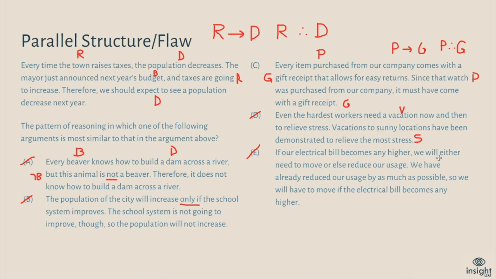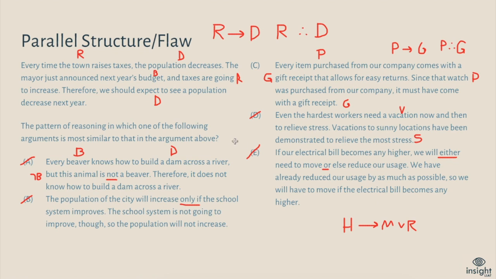It's a disjunction. Either or. This is something like, if our electric bill becomes any higher, then we will either need to move or reduce usage. But there are no disjunctions in our blurb. This can't be right. That's a whole different structural element.